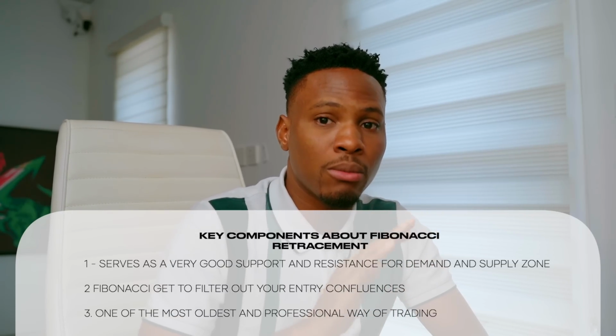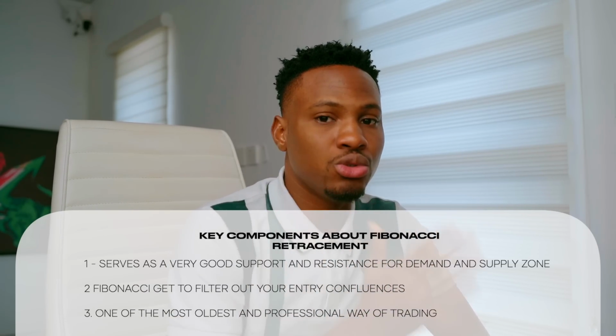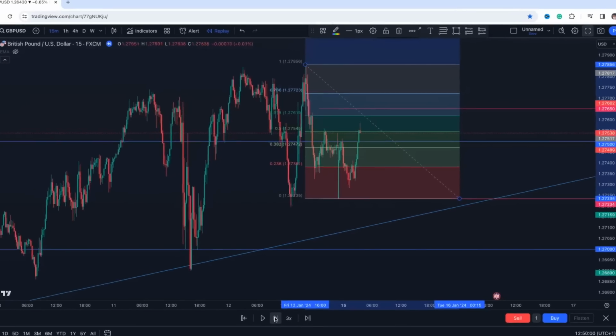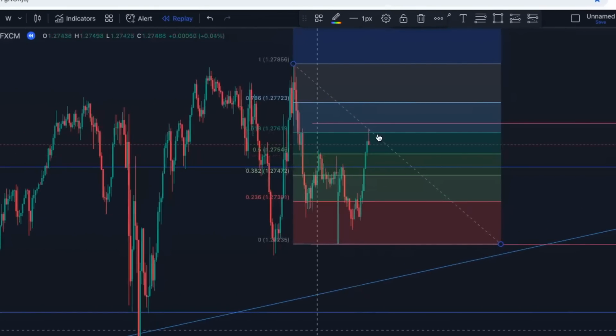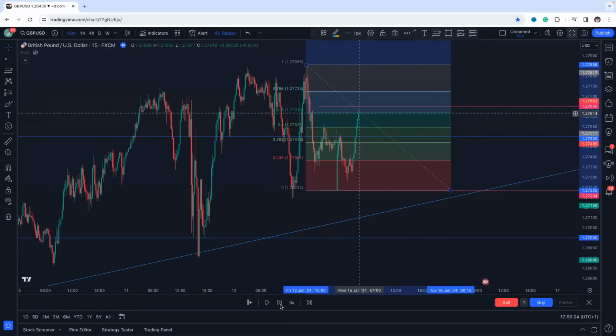And number three, it is one of the oldest ways of trading, and most professional and profitable traders do use Fibonacci. Since 618 is a very strong level, called the golden ratio, it even applies in plants and in human beings. It would always work in trading, in as much as it is human behavior that these candlesticks follow. So that's why Fibonacci is a very solid way of trading. Let me go ahead and do some more examples.